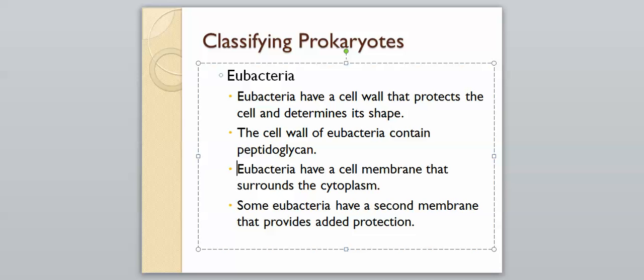I think every cell we've talked to up to this point has had a cell membrane that surrounds cytoplasm. However, this next one is going to be something a little bit different: some Eubacteria will have a second membrane that provides added protection.